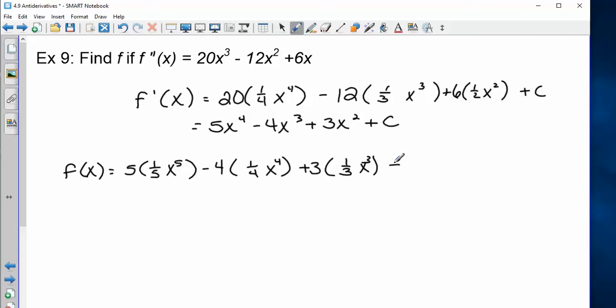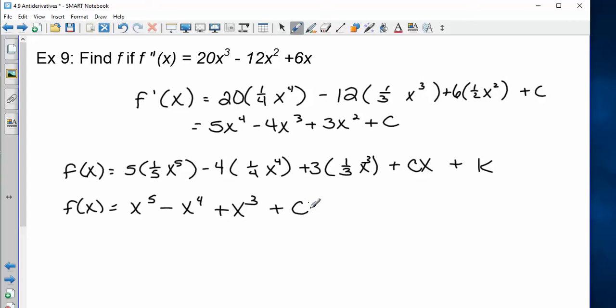Okay, if you have a constant, when you do the antiderivative, what does it get? It gets an x with it. And then I need another constant. Now I don't want to put another c because do these two numbers have to be the same? No, so let's call it k. Just so we know it's just another number, but it doesn't have to be the same as the first one. So my original function is x to the fifth minus x to the fourth plus x cubed plus some number times x plus a constant.